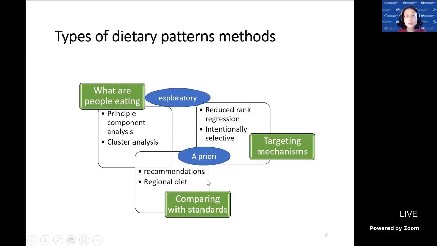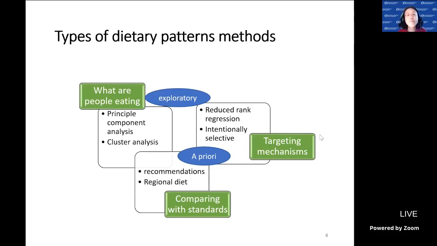And there's another method that is looking not at what people are already eating, but at how people are eating. Does it adhere to certain criteria? And those criteria could be just healthy diet recommendations, or they could be whether their diet resembles certain regional diets like the Mediterranean diet. So these are what we call a priori methods. That is because the investigator first defined the dietary characteristics first. Then there's a third category of methods to identify dietary patterns, and they're more targeted.